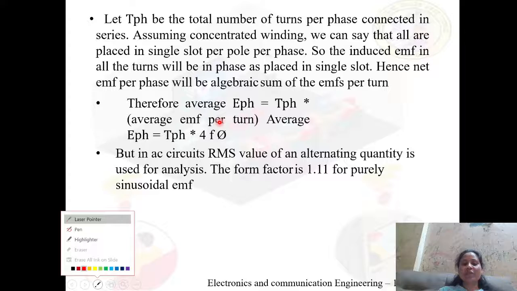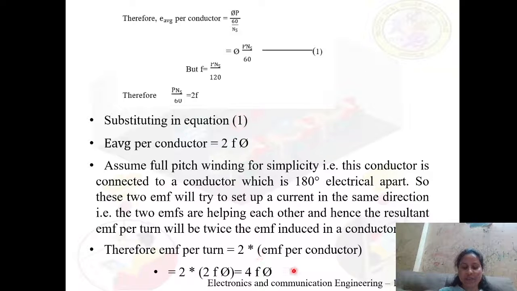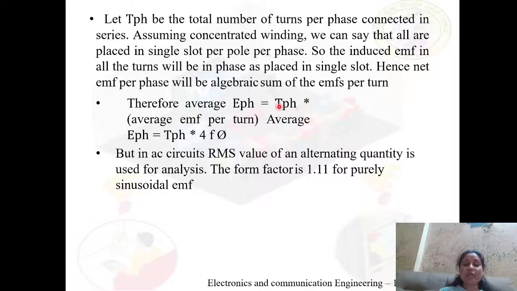The average EMF in a single turn we have calculated as 4f into phi. Multiply that with the total number of turns in a single phase, and that will give us the EMF in a single phase. So the number of turns in a single phase into the EMF in a single turn will give us EPH. So here EPH is TPH into 4f into phi.